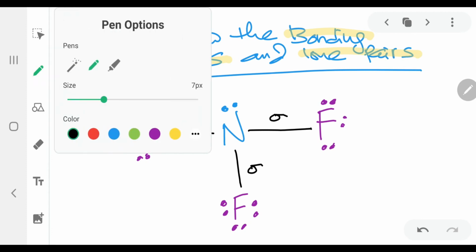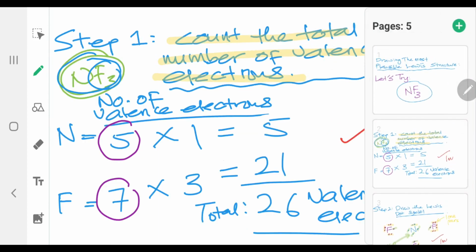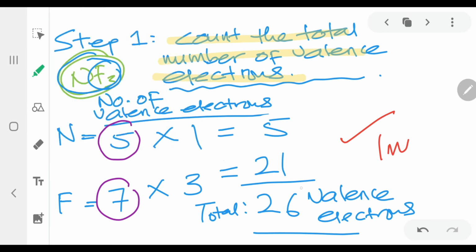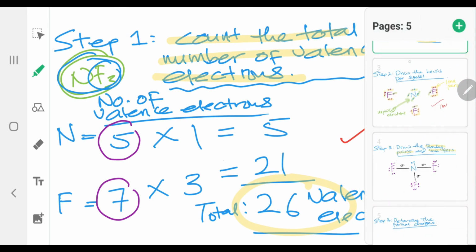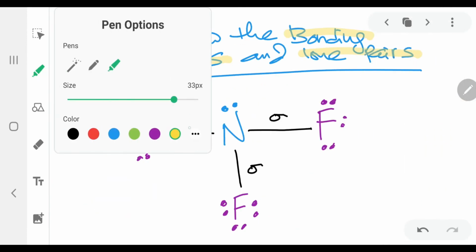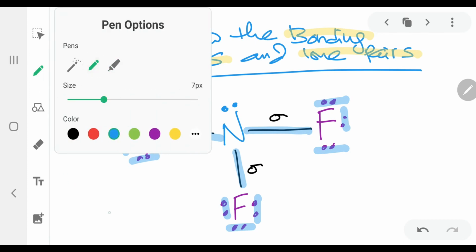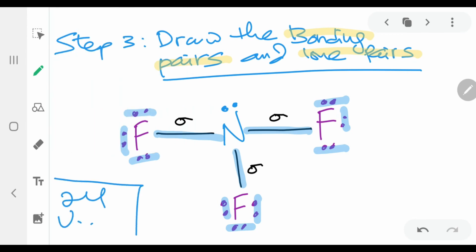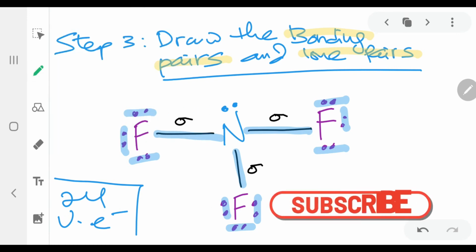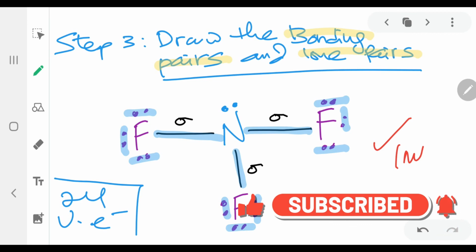So you can double check, because just now, if we go back to the first slide over here, we have identified that 26 valence electrons need to be involved in the construction of the most plausible Lewis structure. So we can double check. If you go back here, do we have 26? Let's have a look. You have 1, 2, 3, 4, 5, 6, 7, 8, 9, 10, 11, 12, 13, 14, 15, 16, 17, 18, 19, 20, 21, 22, 23, 24. So we have indeed fulfilled the 24 valence electrons. So this is the most plausible Lewis structure for NF3.